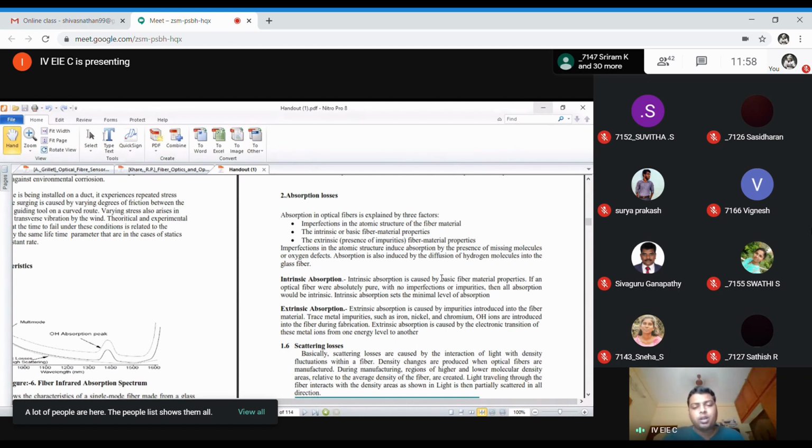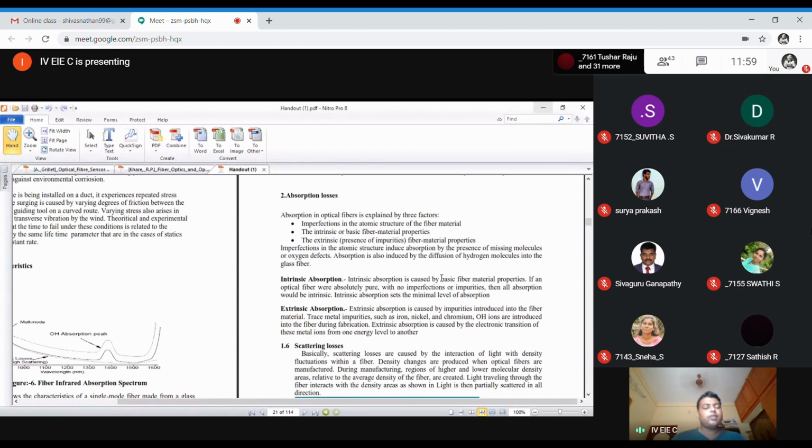So under absorption losses, you need to understand intrinsic absorption. It is completely due to the basic fiber material properties. Extrinsic absorption is about the impurities introduced during manufacturing, during creation of the difference in refractive index values. Impurities such as iron, nickel, chromium, OH minus ions, etc. during fabrication. Is that clear for everyone? Hope I made this clear for you. Okay, we will proceed further.